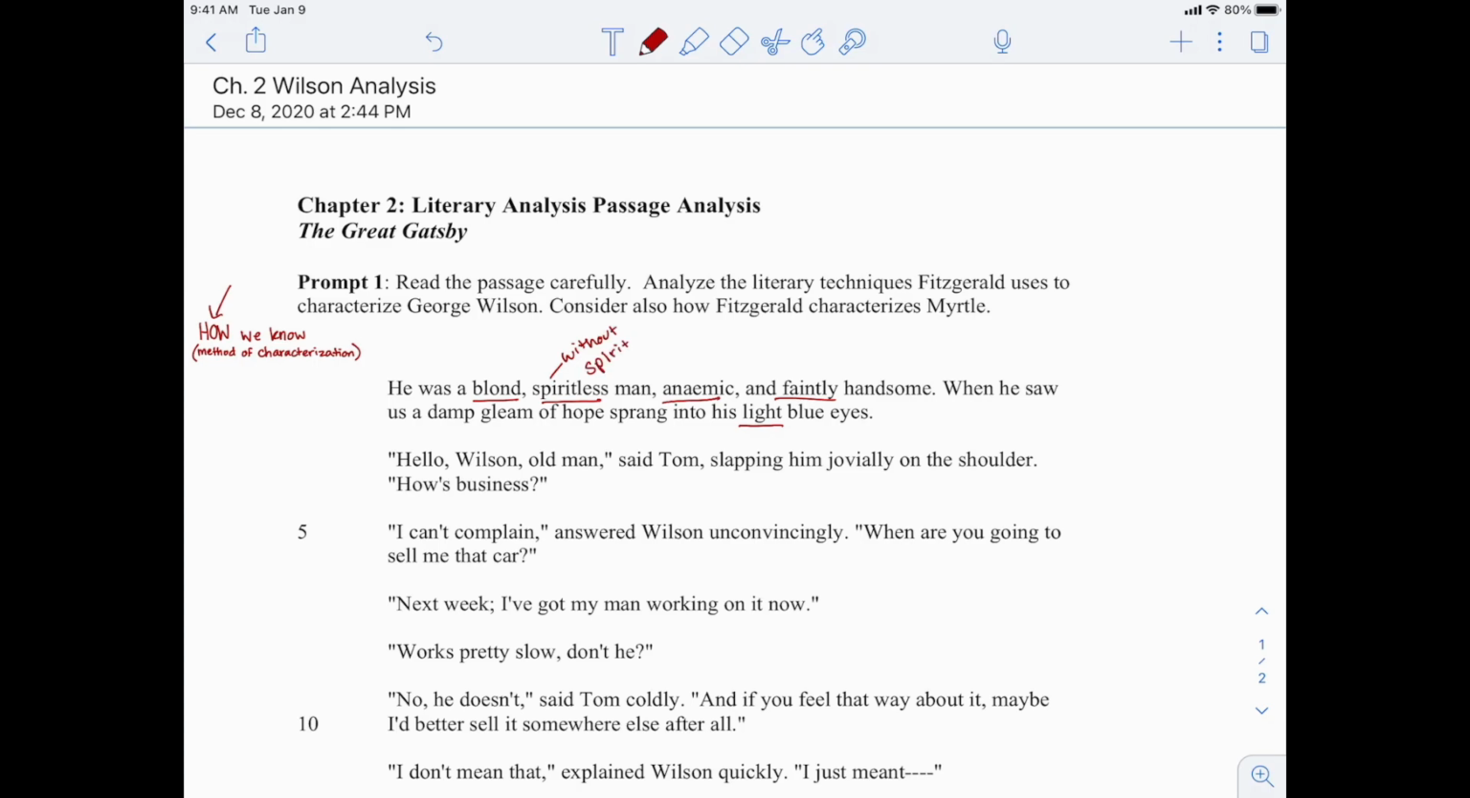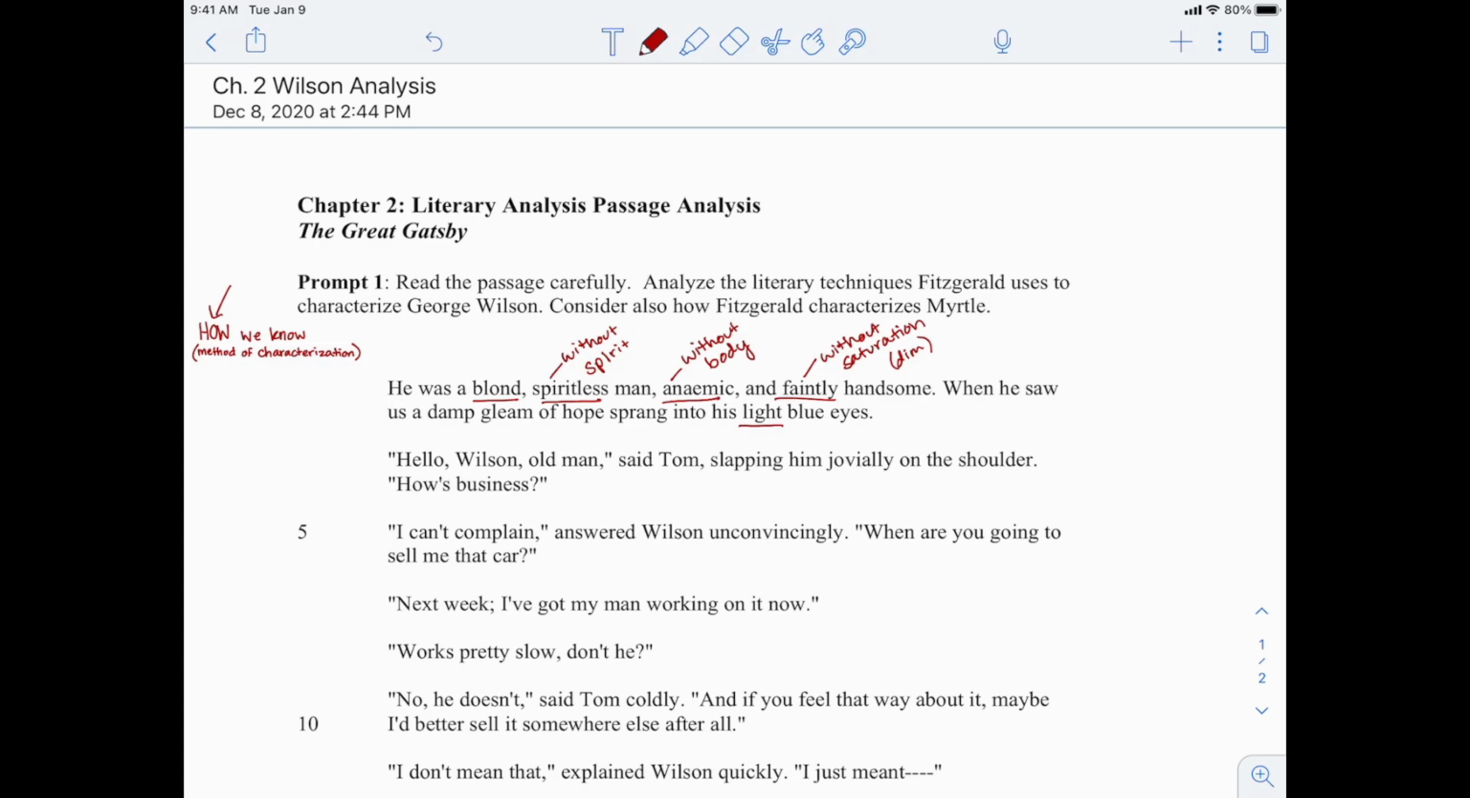Anemic is usually in reference to a health concern, but here anemic means that you are without body. If you are anemic in terms of your blood, then your blood is actually not thick enough, right? There's not enough body to the blood. So anemic would be without body. Faintly means that it's without saturation, or it's dim.